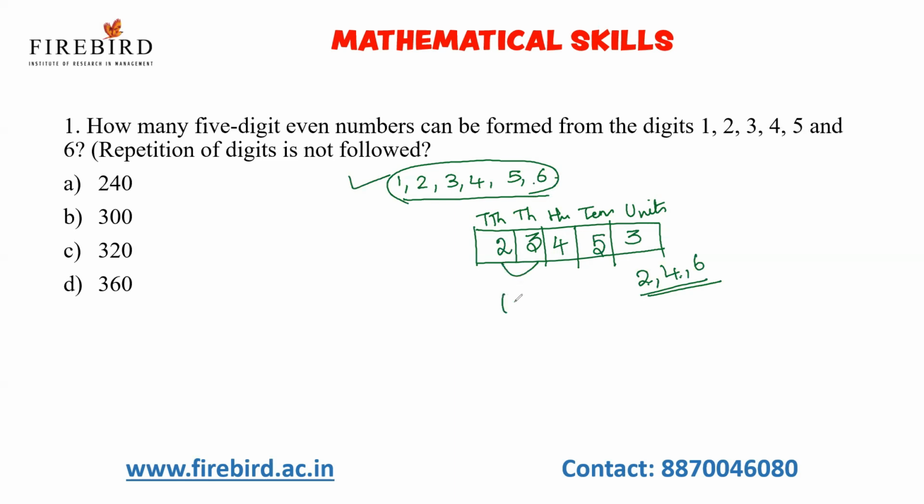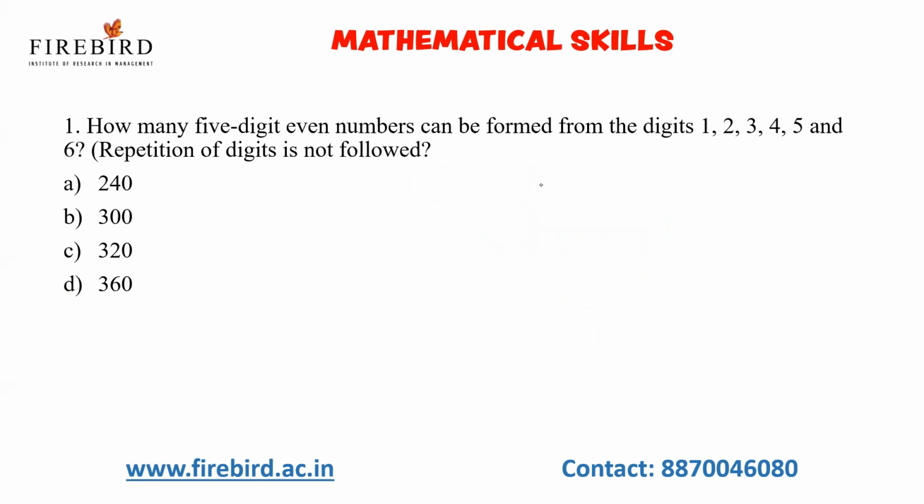So multiply all. 2 into 3, 6. 4 into 5, 20 into 3. So 6 into 20 is 120, and into 3. 120 into 3 is 360. So the answer for the question is 360.